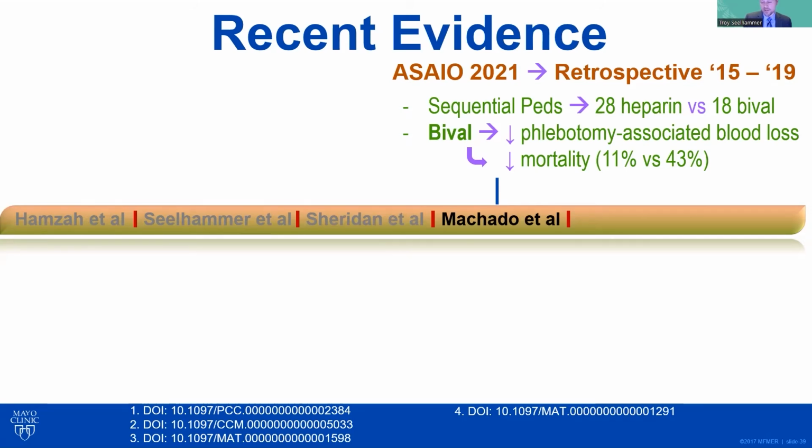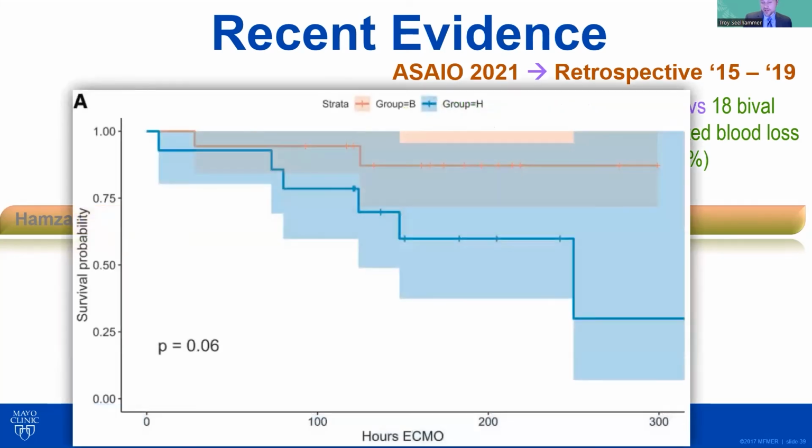Now, the number of patients here is quite small. I did want to show you the survival probability curve, and this is taken directly from their manuscript. Notice on the y-axis is the likelihood that they're alive, all the way out to 300 hours, so early in their ECMO run. And the heparin group has increased mortality, seemingly early in their run. Now you can see the p-value is 0.06. If you look at the entire length of their ECMO run, the bivalirudin group had a statistically significant reduction in mortality.